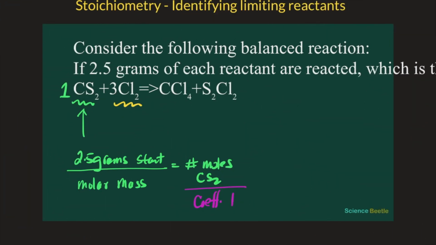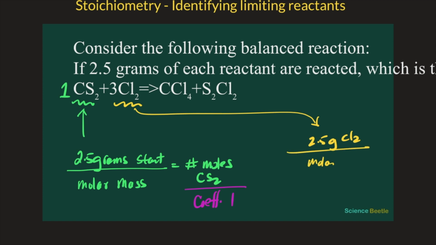Now we do the same thing for the other one. Let me switch colors. So we'll do the other compound over here. We're going to take the starting amount, 2.5 grams. In this case, it'll be CO2, and we're going to divide this by the molar mass of CO2. That'll give us a number. Whatever that number is, we want to divide that by the coefficient. In this particular case, the coefficient is going to be 3. So here I would divide the final answer by 3.